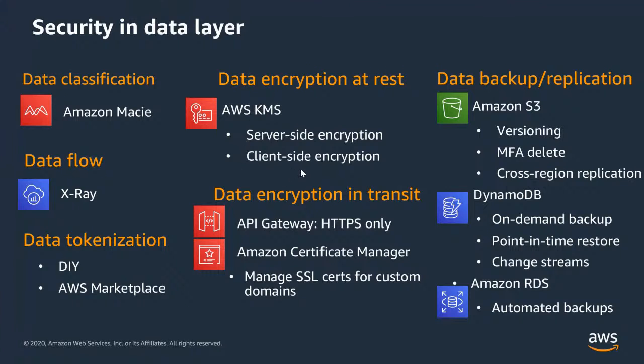The moment you want to do encryption in transit, then you're looking at something like SSL certs. In API Gateway, you'll make sure that it's always HTTPS. And you can also provide your own certificates. So you could use a service like Certificate Manager and manage all your SSL certs for any kind of custom domain.